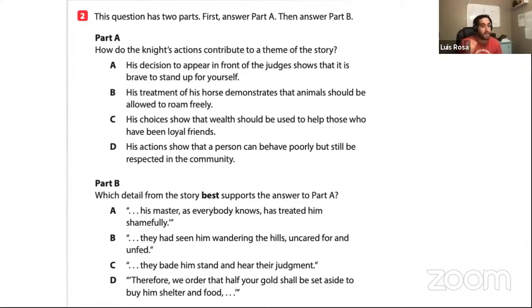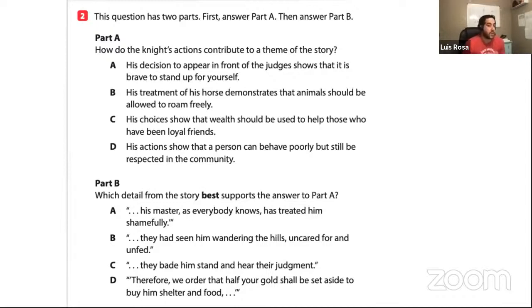He was more worried about making money, right? Money's good. I mean, I like money, but come on, man. You got to have friends also. So his choices show that wealth should be used to help those who have been loyal friends. So what that means is that the money that he was keeping should have been used to help his horse. He was starving his horse. So which details from the story best support your answer for part A? So now have a discussion in your class about how I can find a detail that supports my answer for part A.